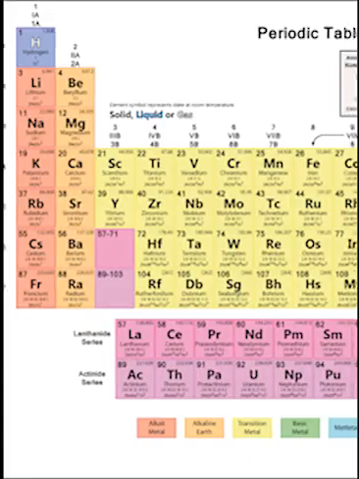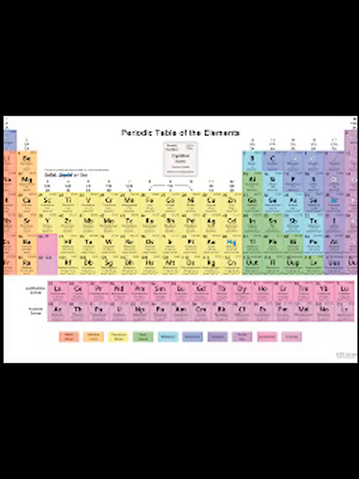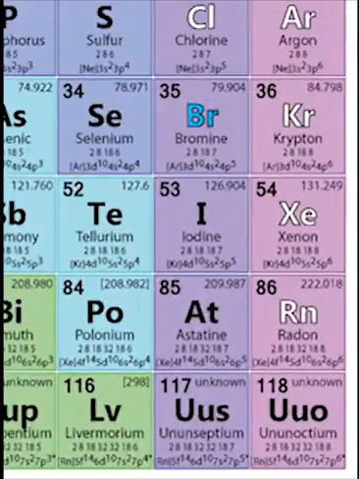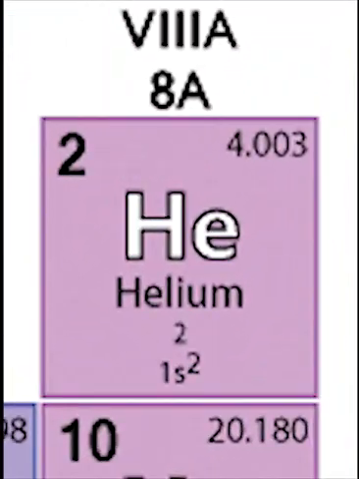As Ms. Torres told you, and I hope you've been paying attention, to find what period the element is in, you look horizontally. And to find the group number you look vertically. In this case, the group number is 18.